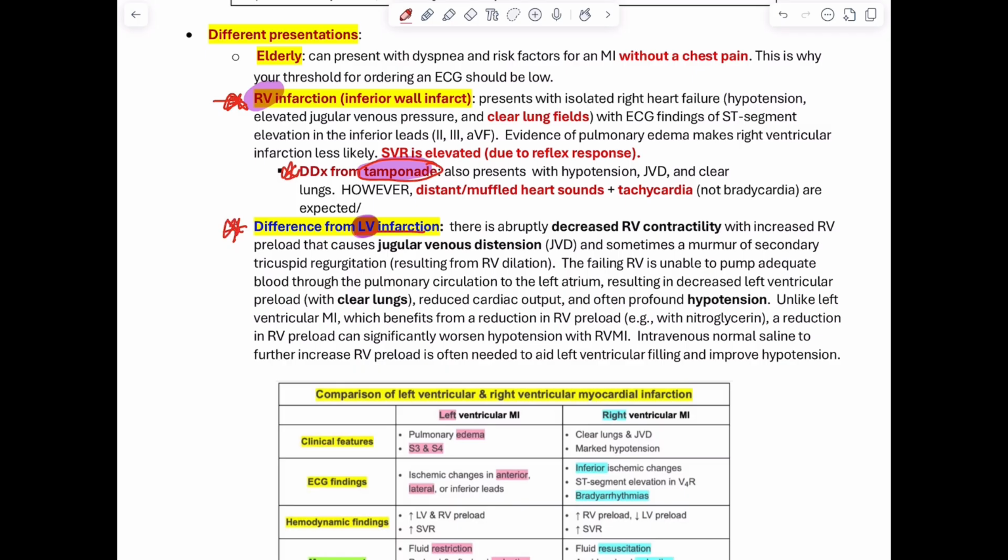And so every condition I study, I go to the similar conditions and I tell myself, how do I know it's tamponade and not right ventricular infarct? How do I know it's a left ventricular infarct and not a right ventricular infarct? Things like that. This is just a tip for studying in general.